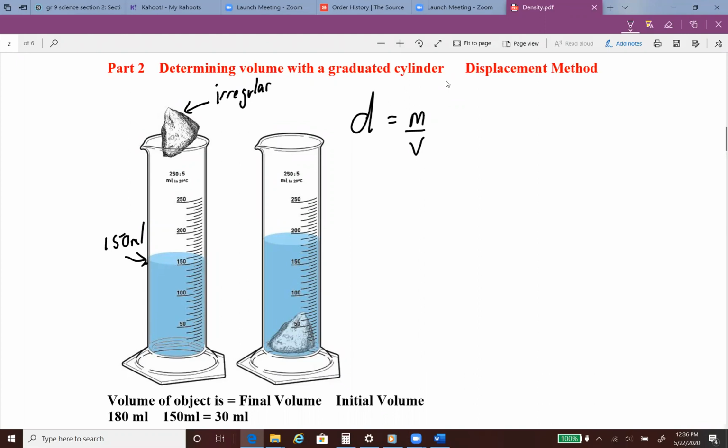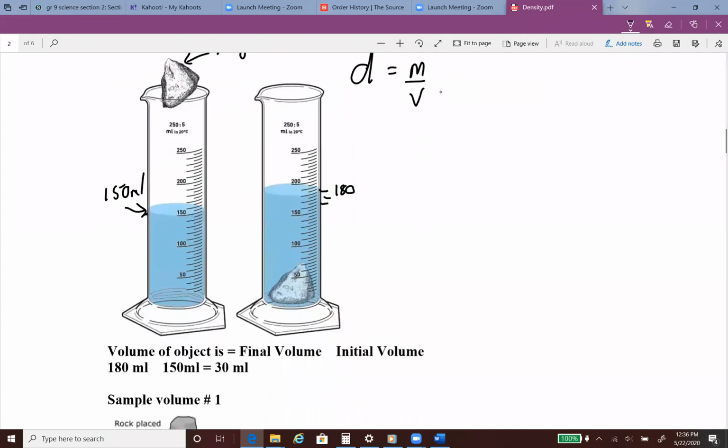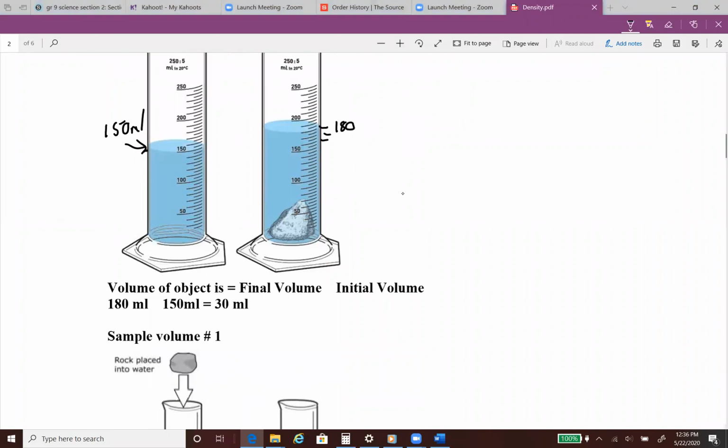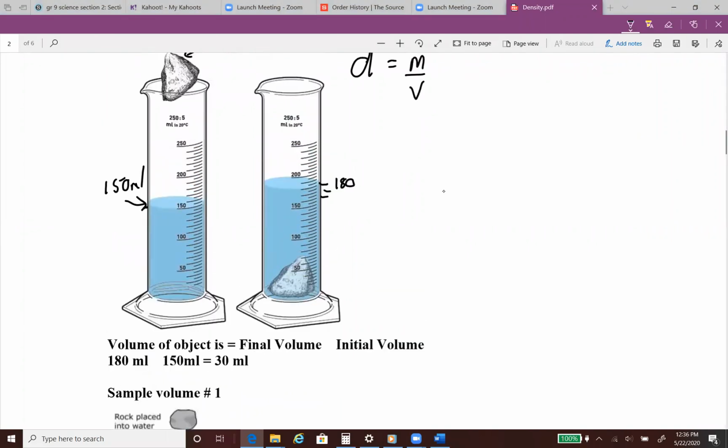And then we drop the rock in, and you'll notice that the volume changes to about, this is about 180, because every one of these long lines is 10 milliliters. So that would be 160, that would be 170, that would be about 180. So the displacement method is the difference in volume would be the volume of the object. So we could say in this case, the volume of the rock is 30 milliliters, all right?